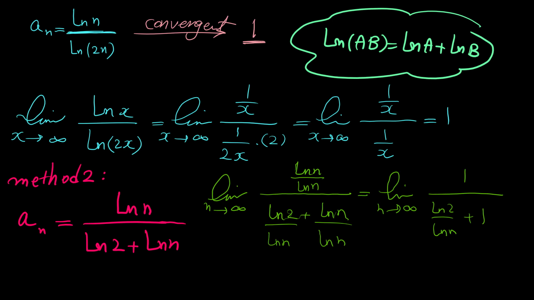Now, let's see what this limit is. What is the limit of ln of 2, which is a number, over ln of n, which approaches infinity? When n approaches infinity, ln of n approaches infinity. So we have a number in the numerator, but in the denominator of this fraction we have infinity. Any number over infinity is 0. So this limit is equal to 1 over 0 plus 1, which is 1 over 1, which is 1. Same answer. This is another method for finding this limit.